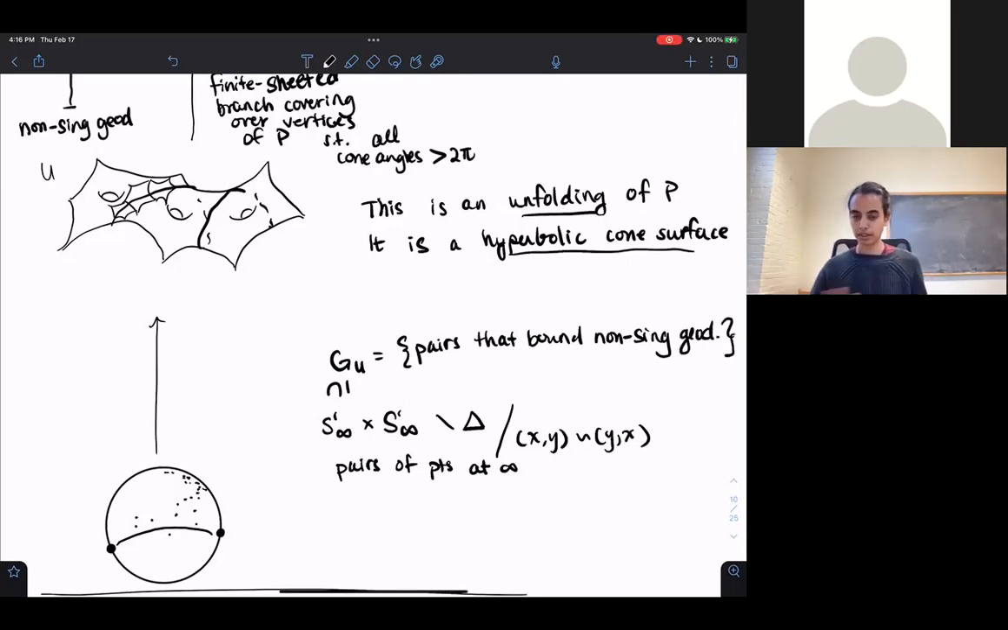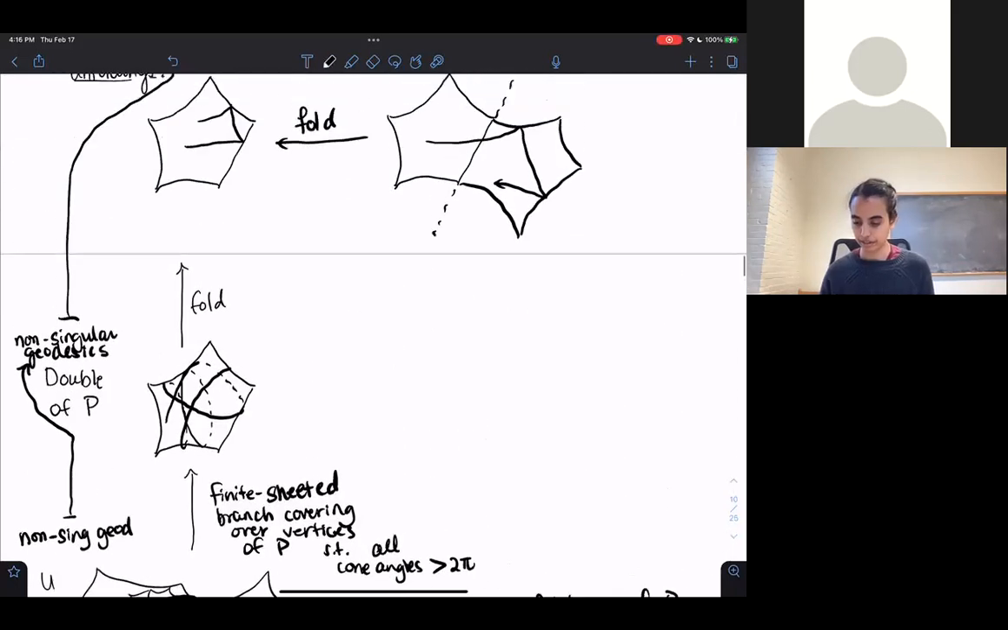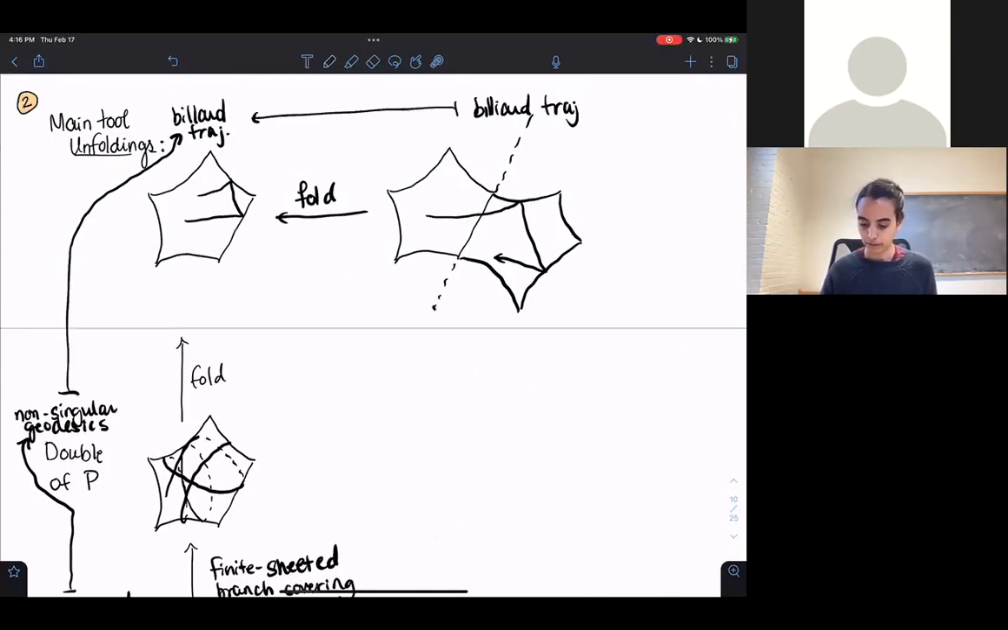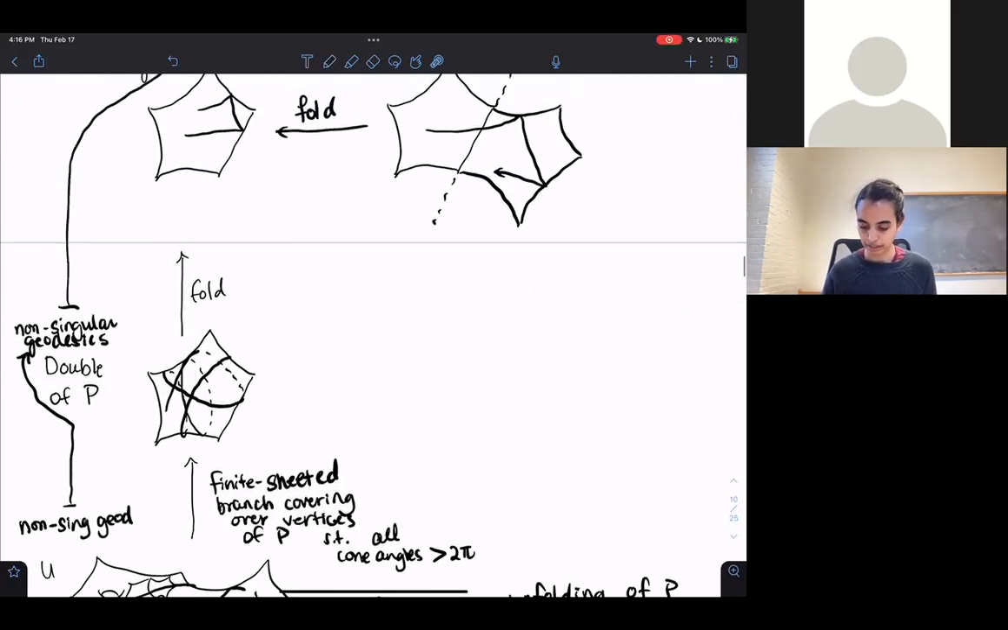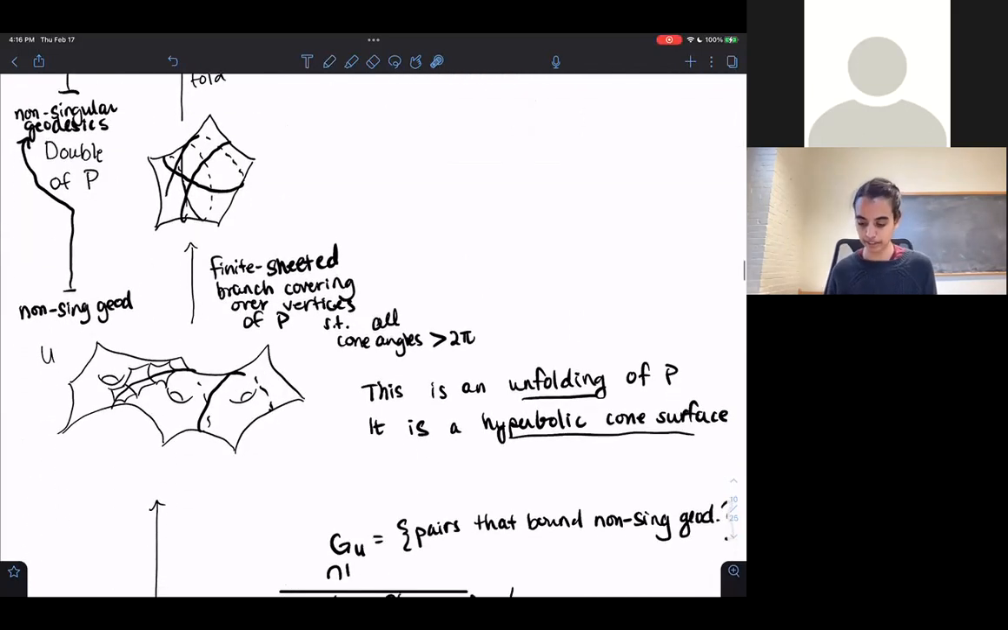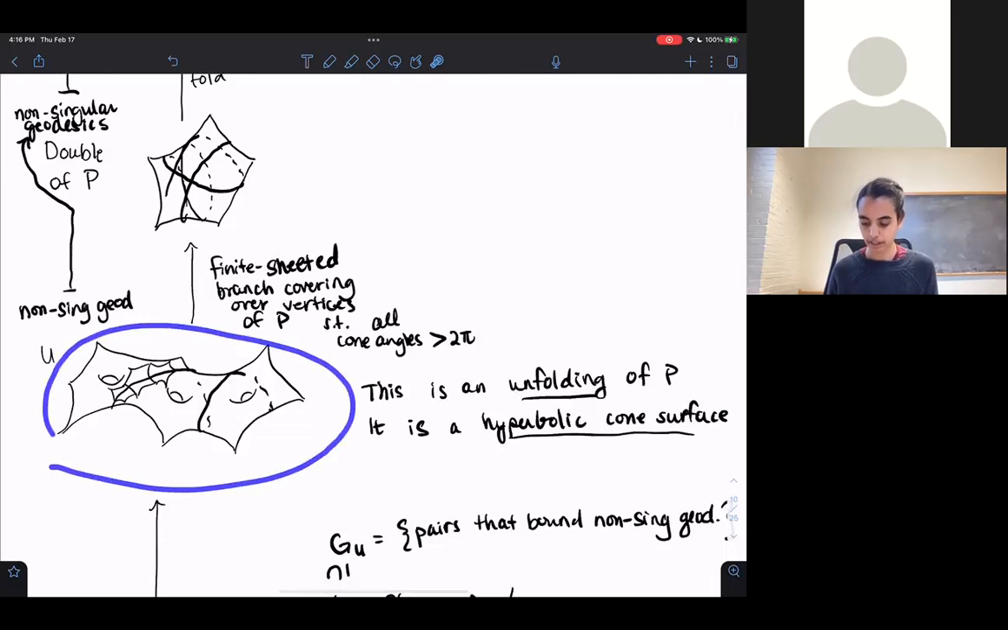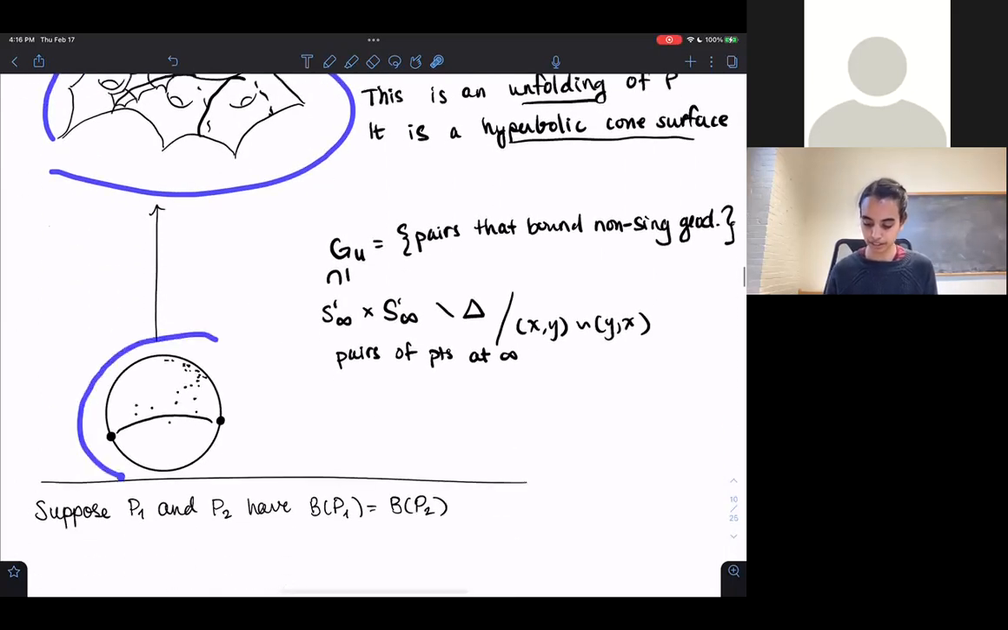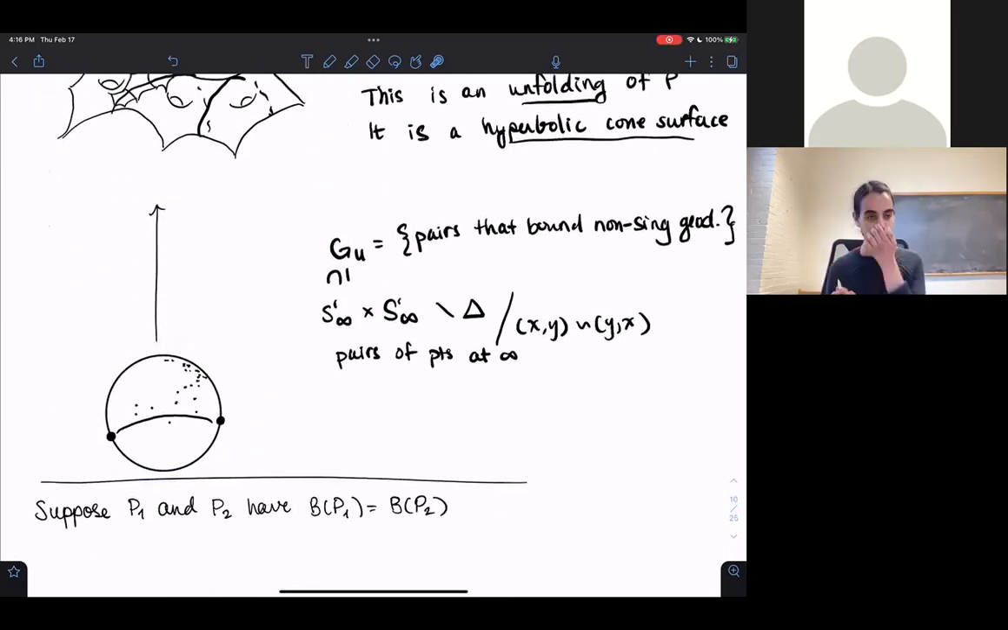Okay, so this is the main tool, and we're going to come back to this setup again and again. You have your polygon, you double it to get this topological sphere. You take a finite sheeted branch cover, and then you take the universal cover, and then you look at pairs of points at infinity here that bound a non-singular geodesic.